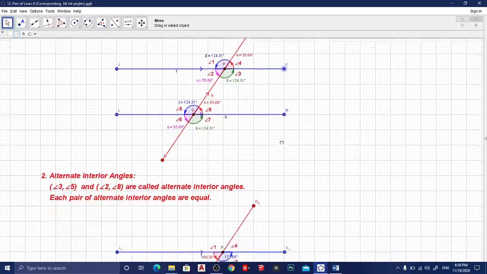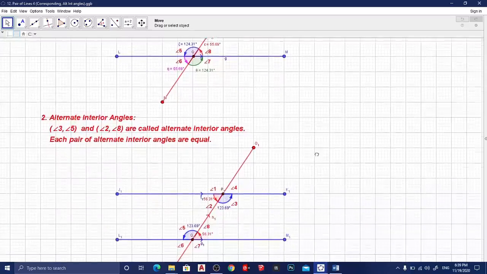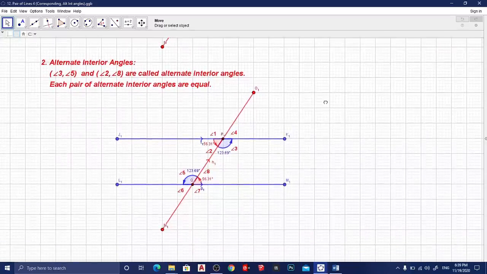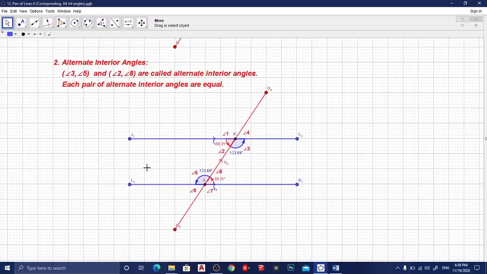Okay, next one, alternate interior angles. So before going to that, first we have to know what the interior and exterior are. These two are parallel lines, and in between these two parallel lines, this region is called the interior of the parallel lines.